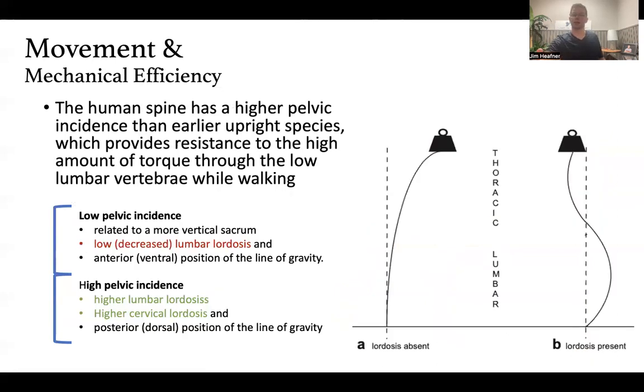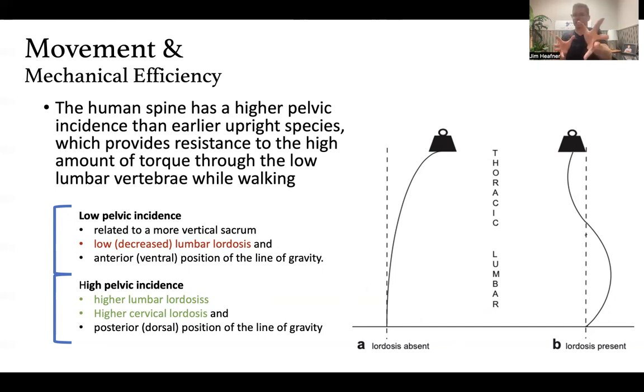And then lastly on this, if we take an evolutionary viewpoint of it, the human spine has a lot higher pelvic incidence than earlier upright species. And what that means is if you look at the left versus the right, on the right side, that's our human spine, which is a sinusoidal curve. The natural lordosis of the spine allows for a lot more resistance to the torque that is required through walking.